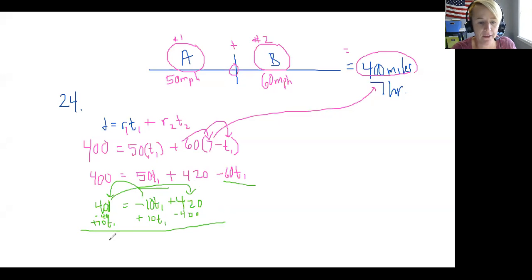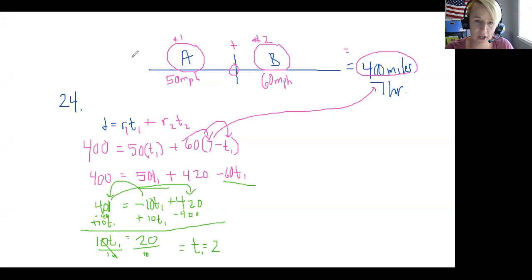But I'm trying to show you my math. So that gives me a positive 10 T1 on this side. And then because I moved the 400, it's a minus 400. So 420 minus 400 just leaves me with 20. So now all I need to do is just divide. I have to get rid of this 10, and these are going to cancel. So that means my T is going to equal 2. So this time is going to equal 2.